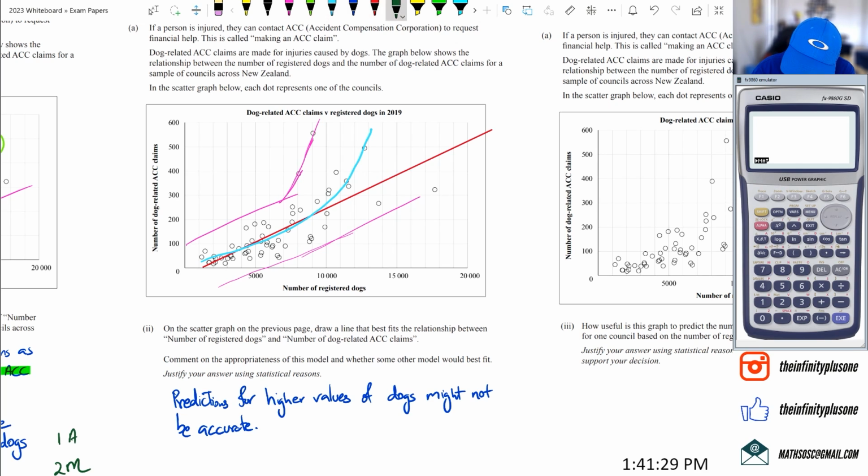So grades wise, the line of best fit with no explanation or comments to justify the decision will get you an achieved. So if you just draw a direct red line, you're looking at an achieved grade for this, all right? But if you were to write this little statement below, then you are potentially looking at a merit for this question. Cool.